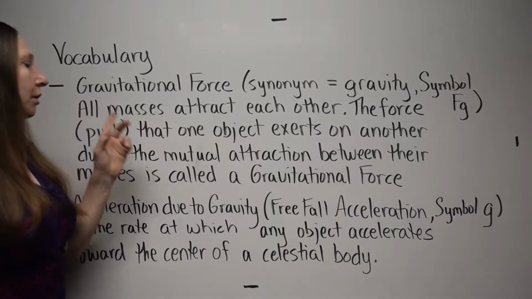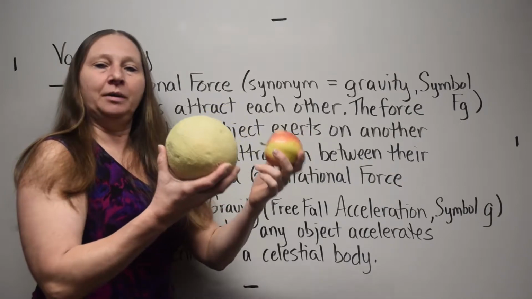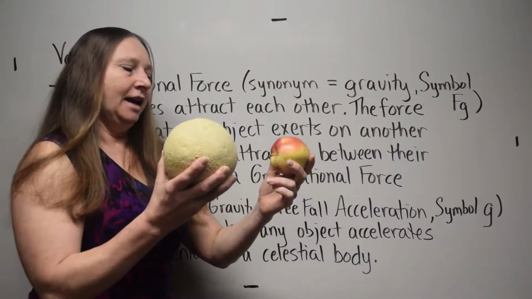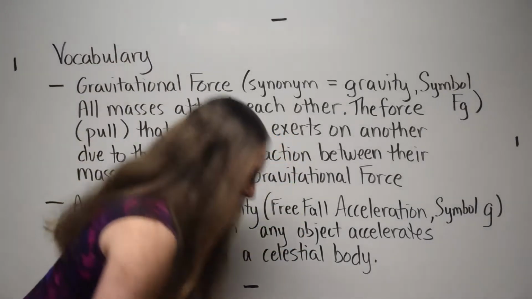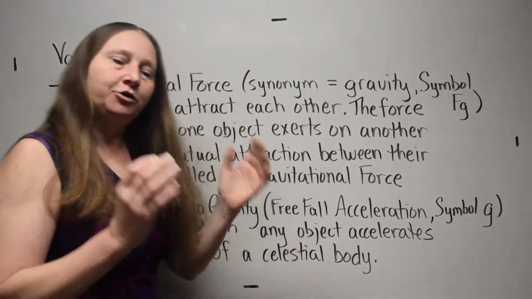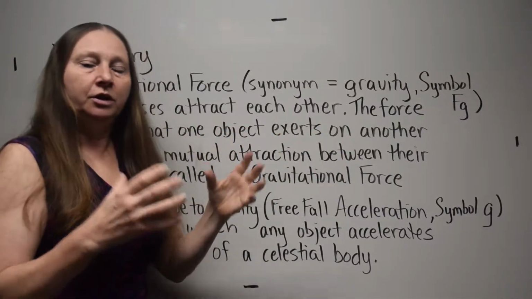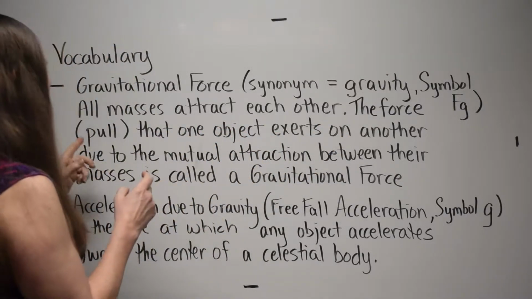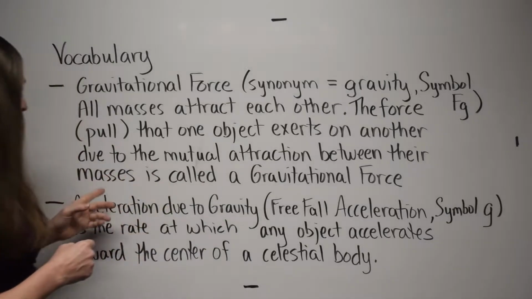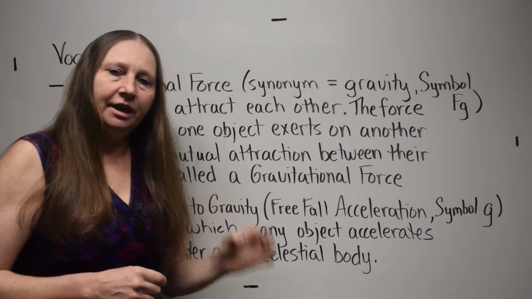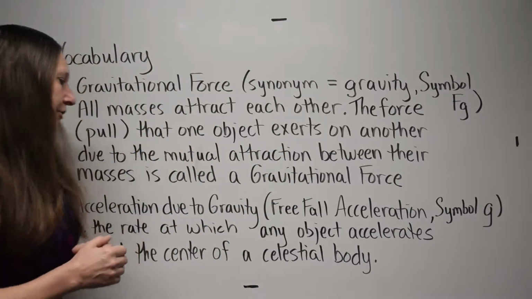Now, all masses attract each other. So for example, this cantaloupe and this apple, if I put them in outer space, over thousands of millions of years, they're going to get closer and closer together. All masses attract each other. The force, the pull, in this case, is an attractive force, so they're pulling themselves together. The force that one object exerts on another due to the mutual attraction between their masses is called a gravitational force. So they're pulling on each other.